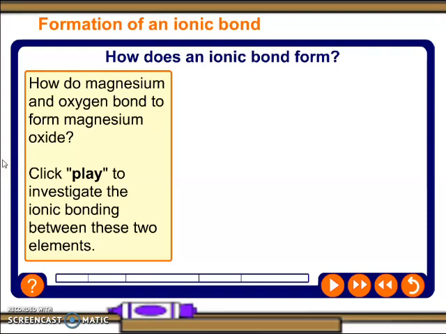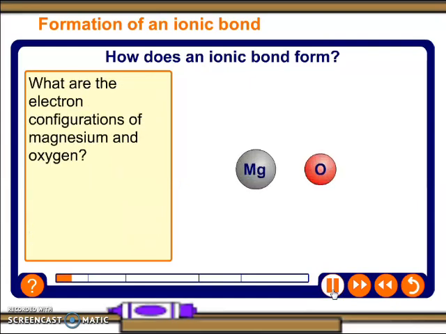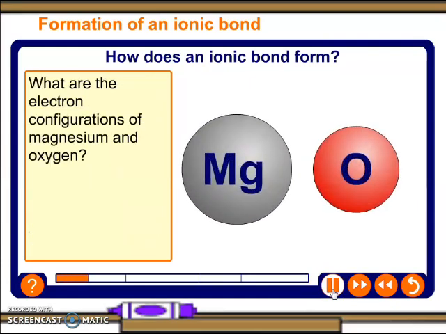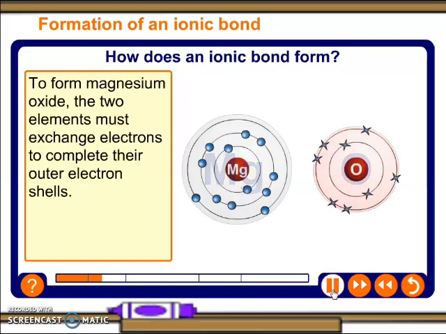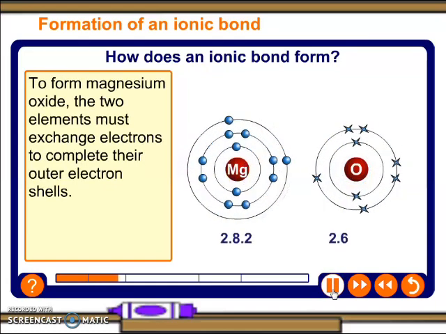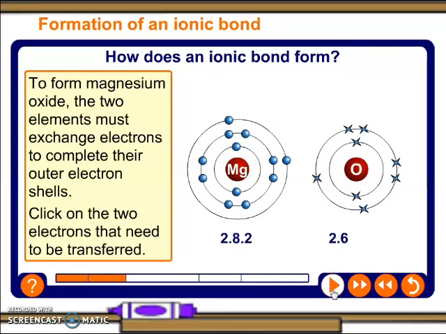You can use the electron configuration in getting the valence electrons of elements, or you can look at the group number of the elements in the periodic table. Group number is the same as the valence electrons of the elements. Now, how do magnesium and oxygen bond to form magnesium oxide? What are the electron configurations of magnesium and oxygen? To form magnesium oxide, the two elements must exchange electrons to complete their outer electron shells.